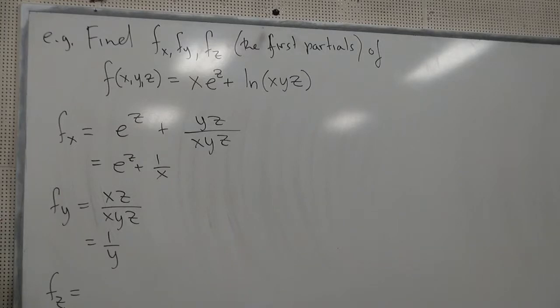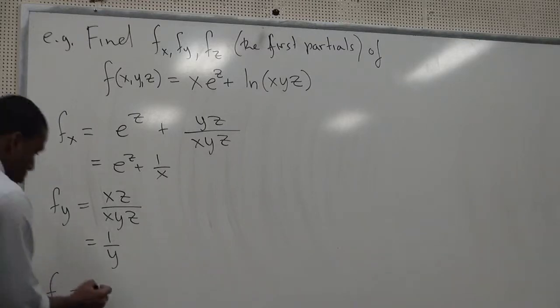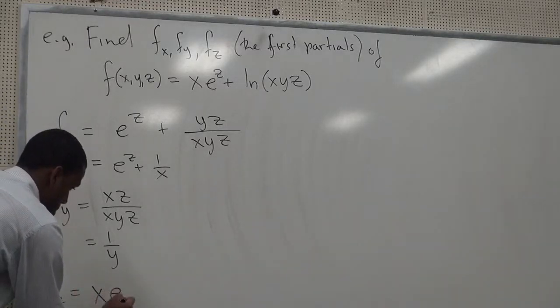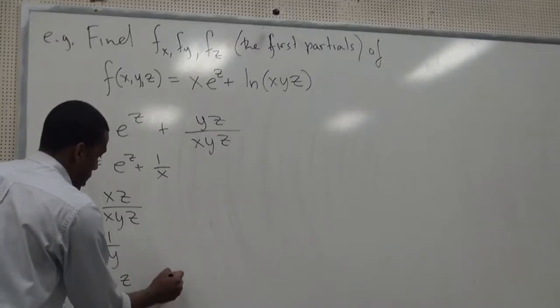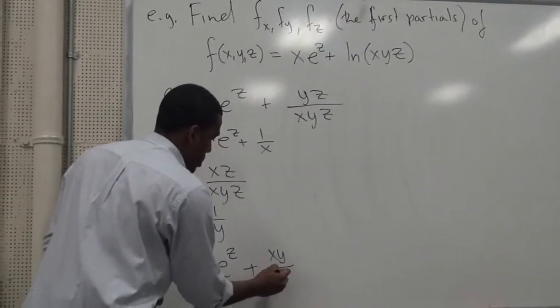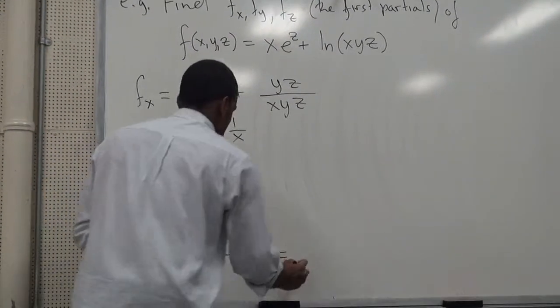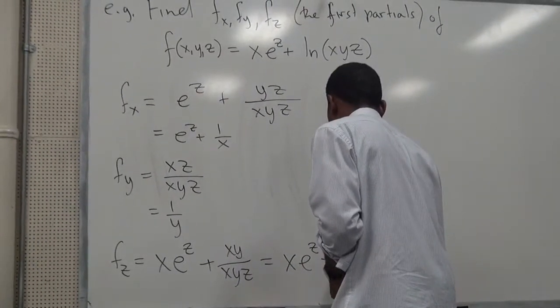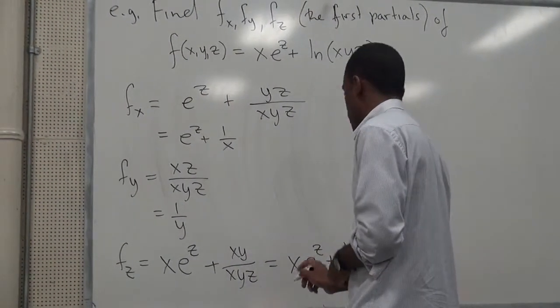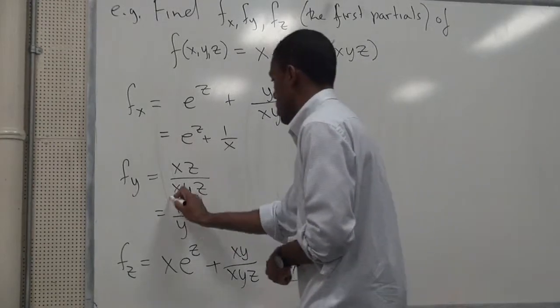fz is x e to the z. Yeah, that doesn't change, it's a constant times the function. And this, of course, would be xy over xyz, which you can write as x e to the z plus 1 over z. So that's the answer there.